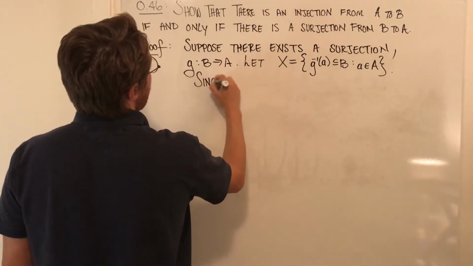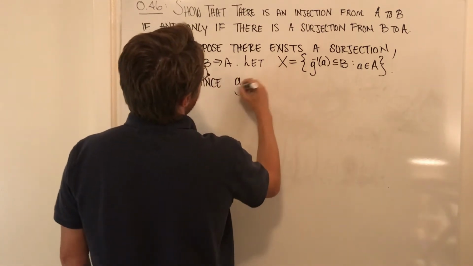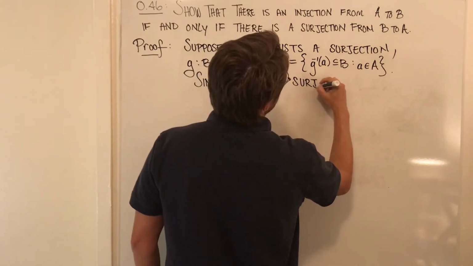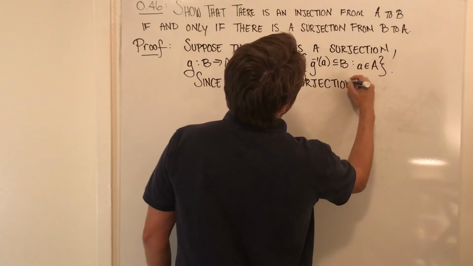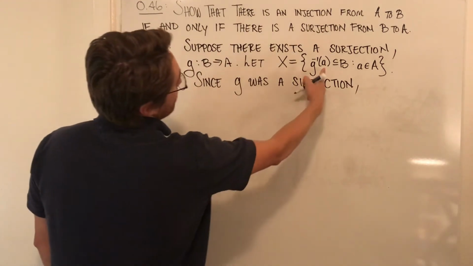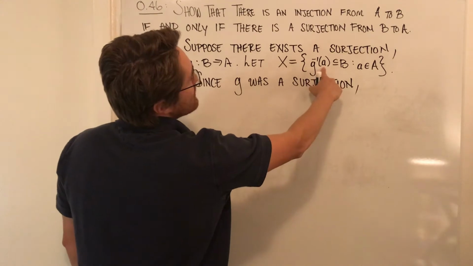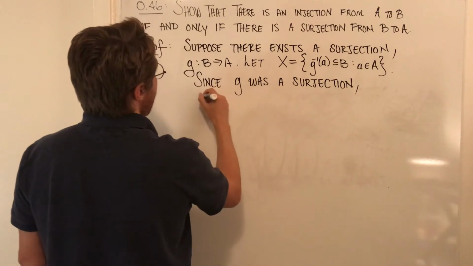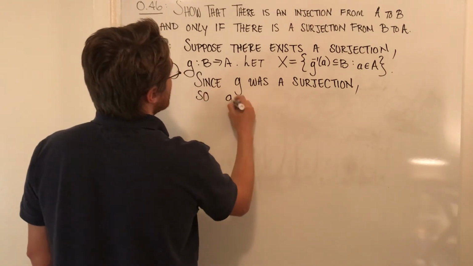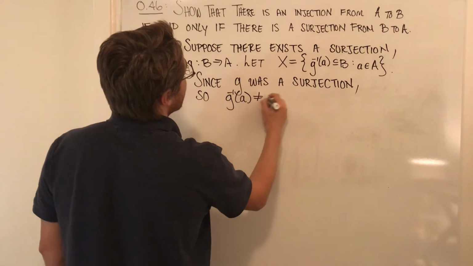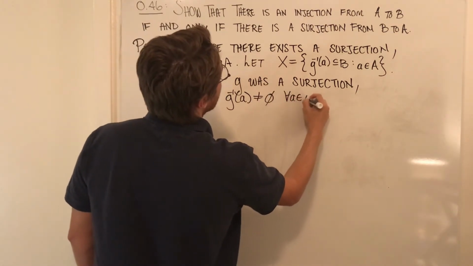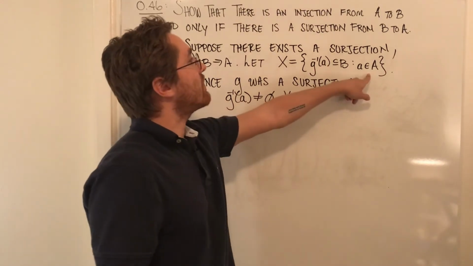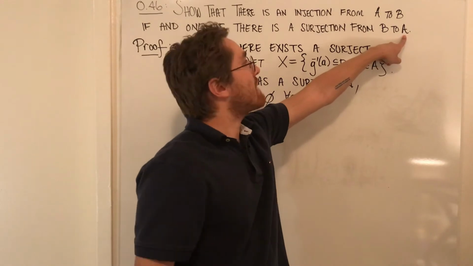Since G was a surjection, what can we say? Well, like I said before, it's a surjection, so we're not going to be missing any A's. They're all going to be there in the image. So it follows that G inverse of A is not empty for all A in A. Because it's a surjection, we're not missing any of the elements in A. Everything in A, something's getting mapped to.